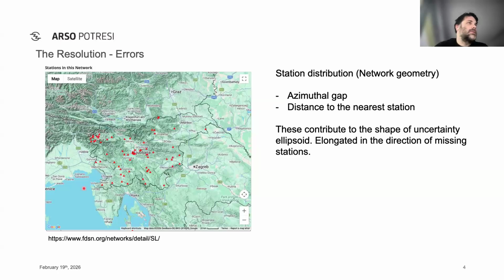pretty bad. So how we solve this problem is we have access to networks from neighboring countries like Italy, Croatia, even Austria and Hungary, and we can use those stations in our virtual network to get better constraints on the earthquakes that happened outside of our network. And this is quite an important thing to do, otherwise we can get quite bad locations.